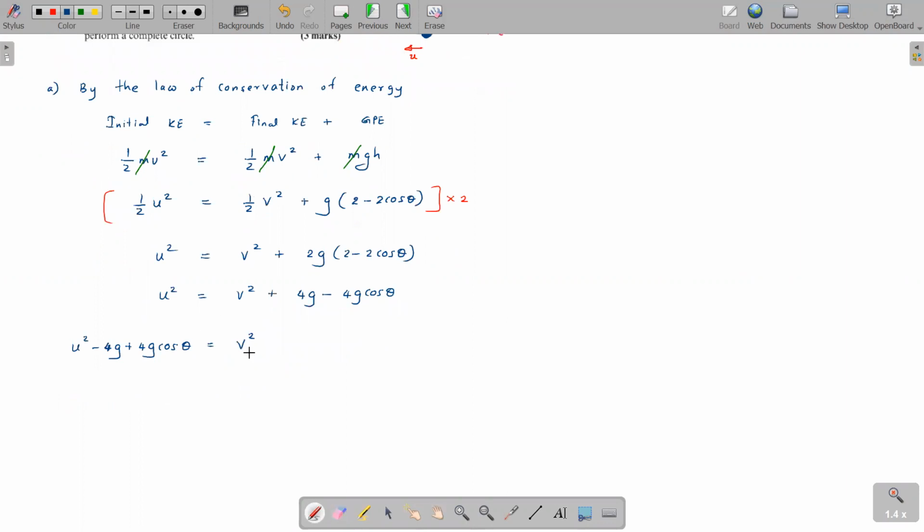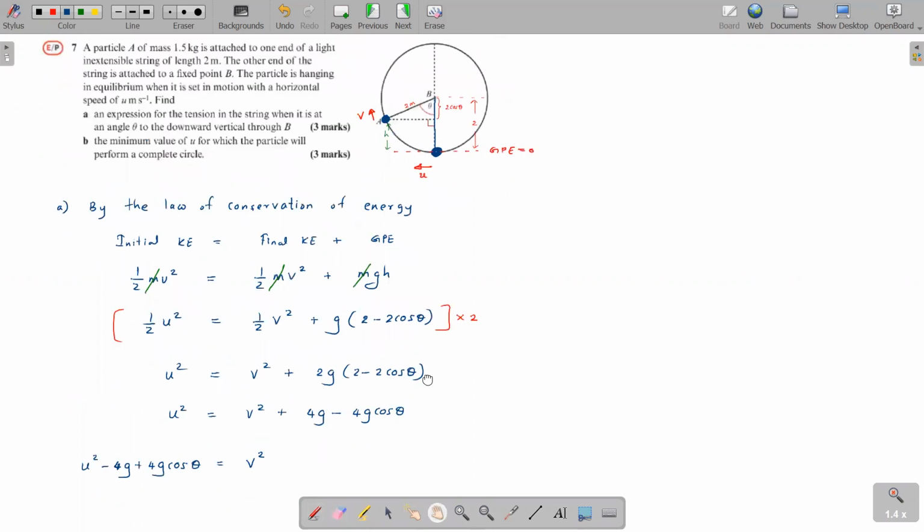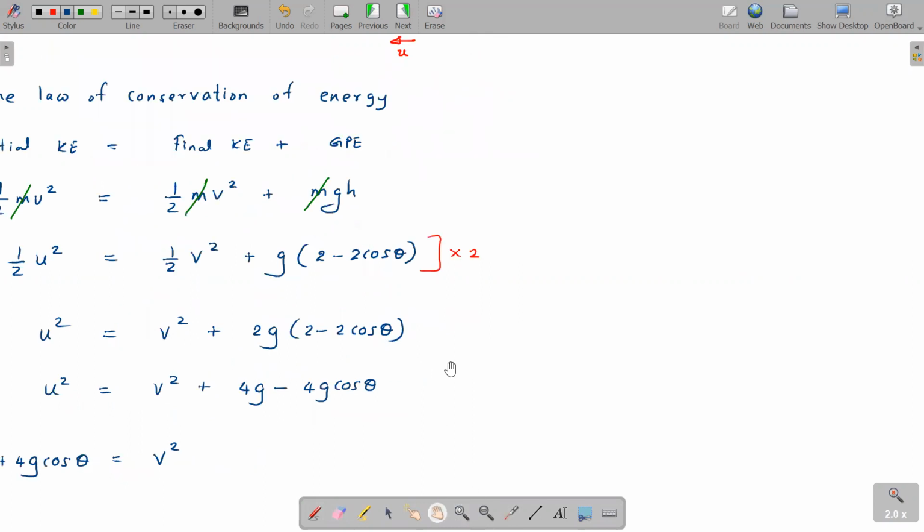All right, so I'll keep it at this point. Now the question is not to find the V. They're asking us to find the tension, right? So we are supposed to find the tension. To find the tension, we will now use F equals MA towards the center. At this point, you will use F equals MA towards the center.